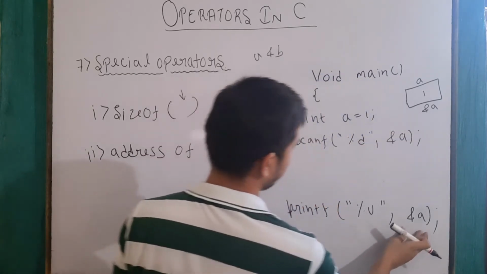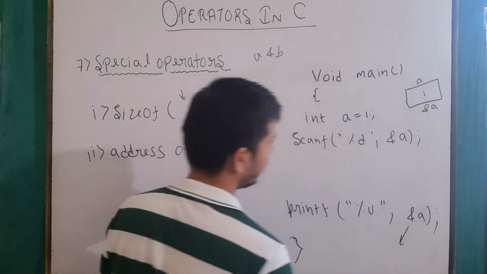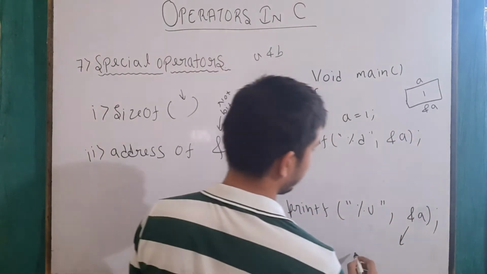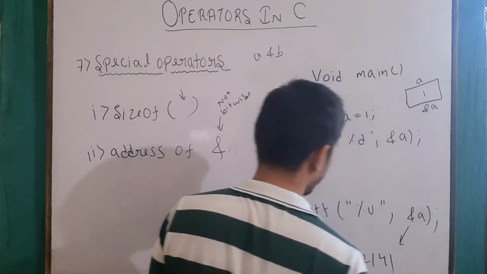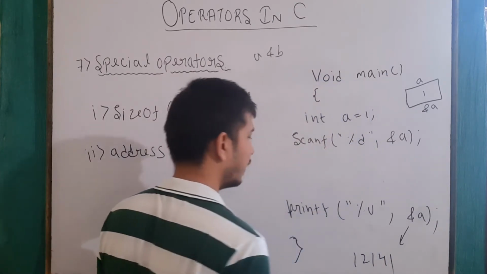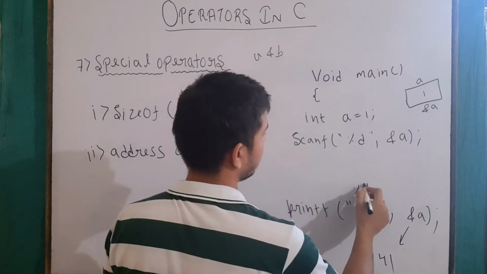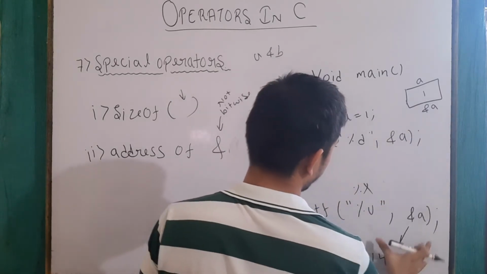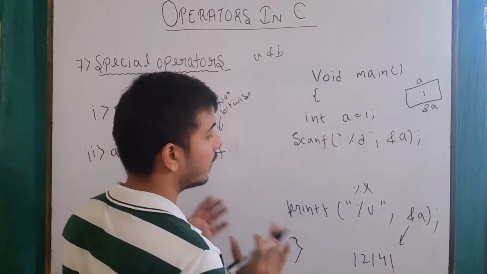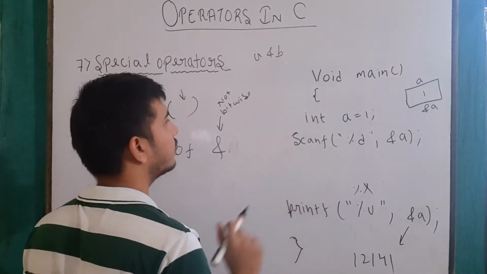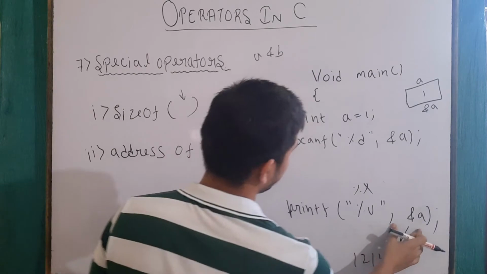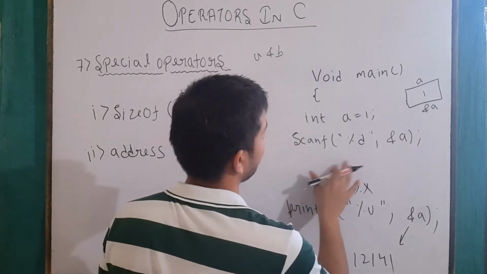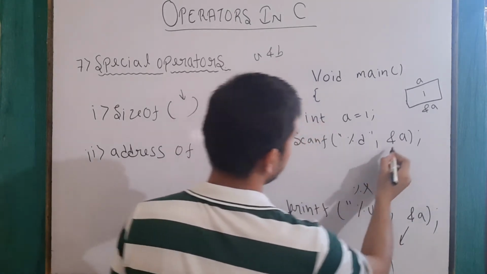So here if I print the address of a, it will give me the value where our variable is stored. For example, it can give me 12141, if I am trying to print in decimal form. In hexadecimal form we can use %x. So wherever our variable is stored, it will give me that location, the address of that variable. This is the first use of &, that it tells me where that variable is stored. Secondly, if I want to take user input, then I use &a here.